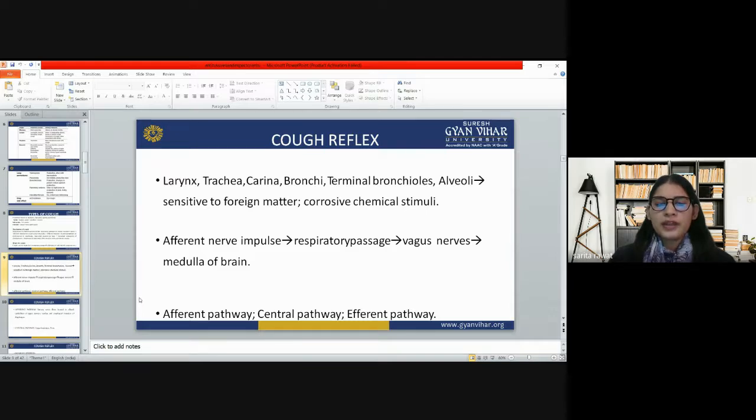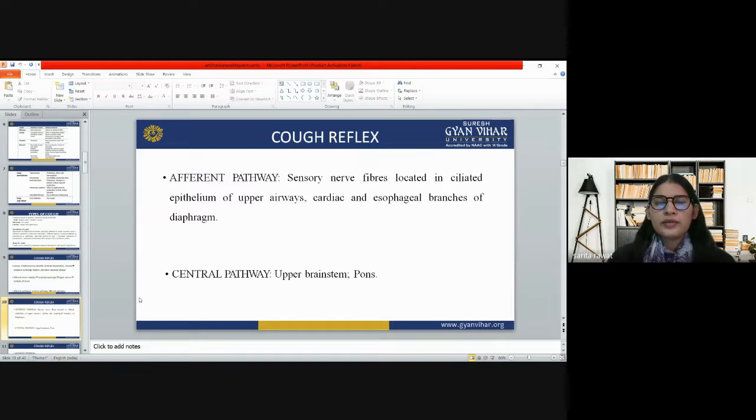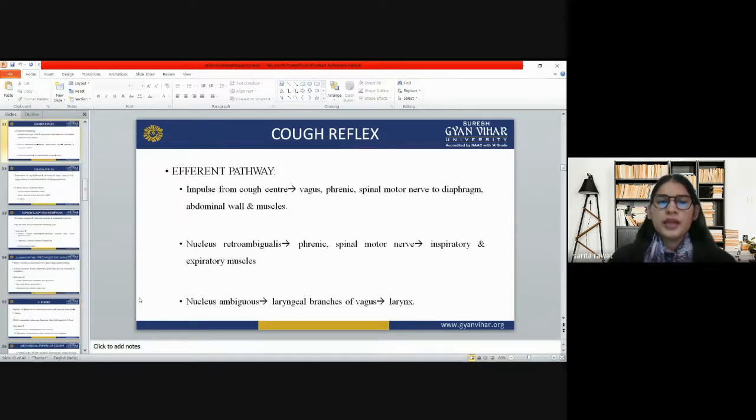Then the afferent pathway, central pathway, and efferent pathway are involved in this mechanism. So how is the afferent pathway involved? Sensory nerve fibers located in the ciliated epithelium of the upper airway and the cardiac and esophageal branches of the diaphragm are involved in the cough reflex. Then in the central pathway, there is the upper brainstem, that is the pons. Then, when we talk about the efferent pathway, how is it involved in the cough reflex?